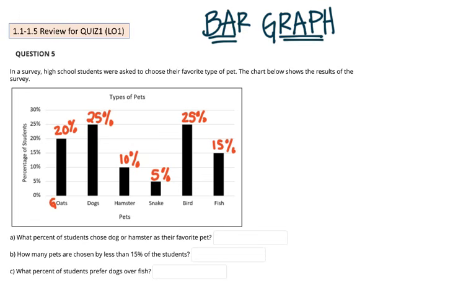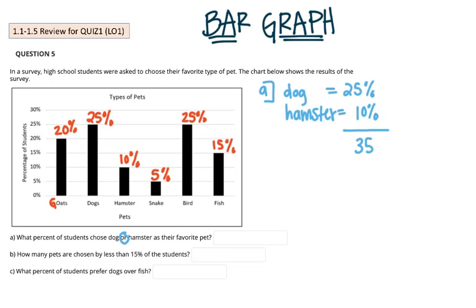Okay, so when they're asking in part A, what percent chose dog or hamster? So let's do them separately. Dog was 25%. Okay, hamster was 10%. Now, usually I would say, remember, from LO3 we don't add percentages, but in this case it's actually fine. That's what or means. One or the other means you can add them both up. So the answer in this case, 35% chose one or the other.